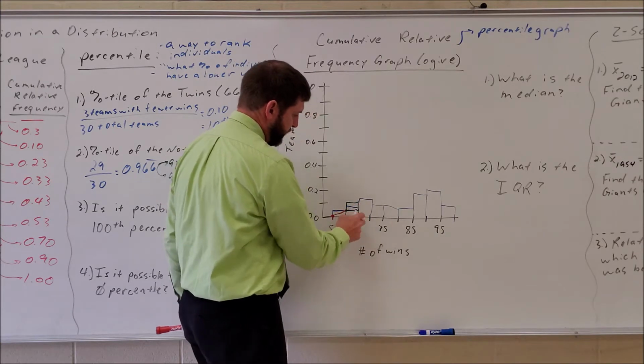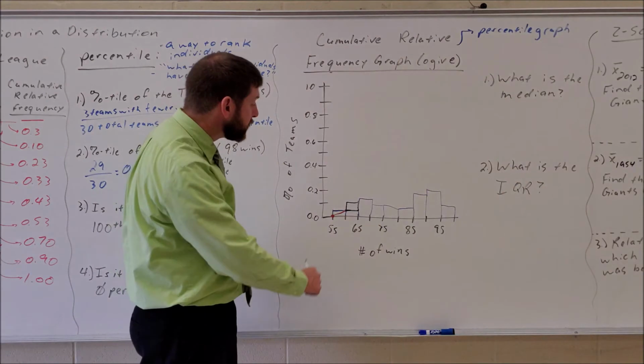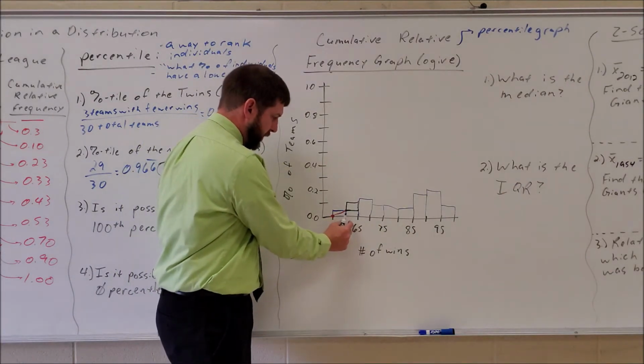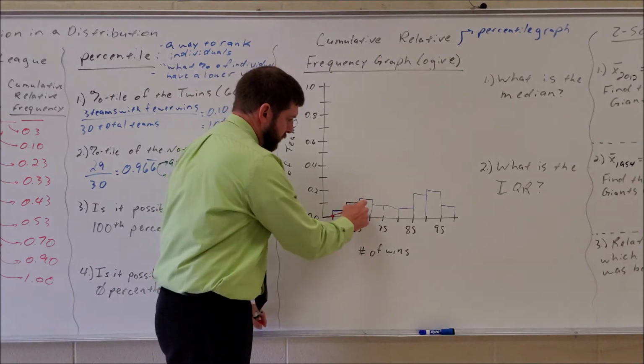So I just shifted that 10% bar, or that 7% bar up. So here was my 3%. Then I took the 7% there and we shifted it up, and that puts me at the 10%.